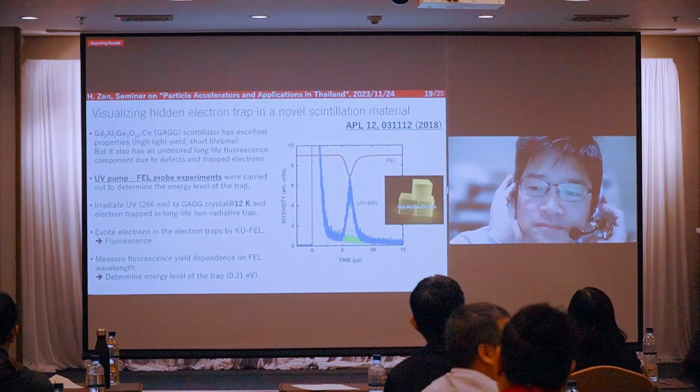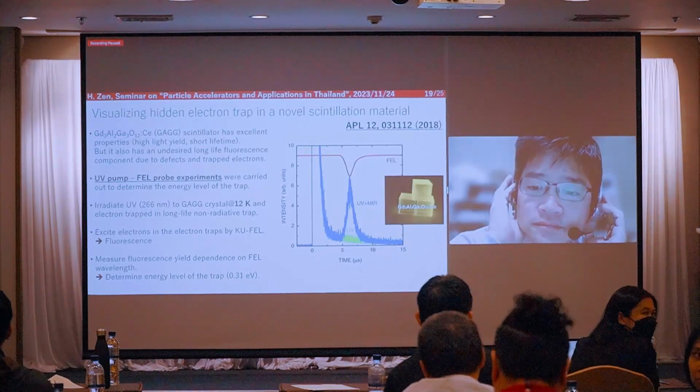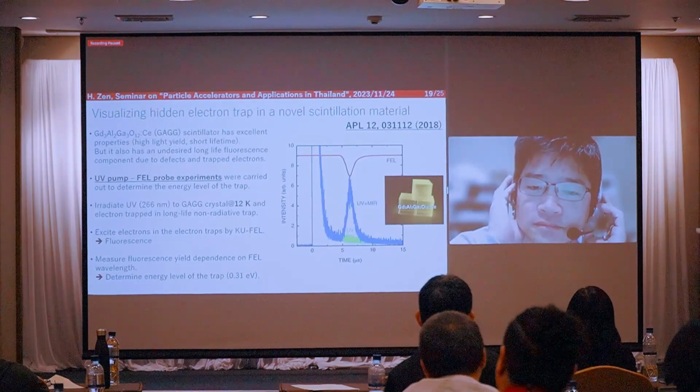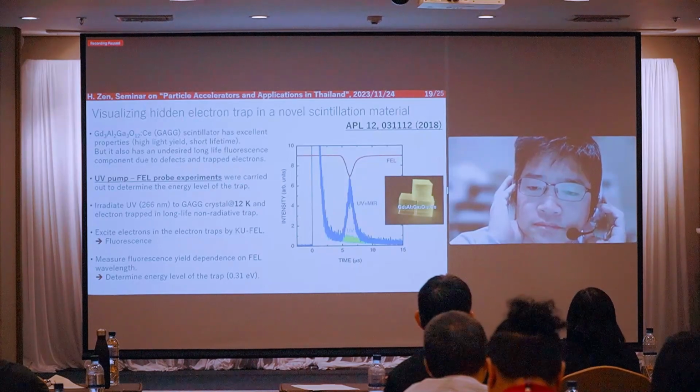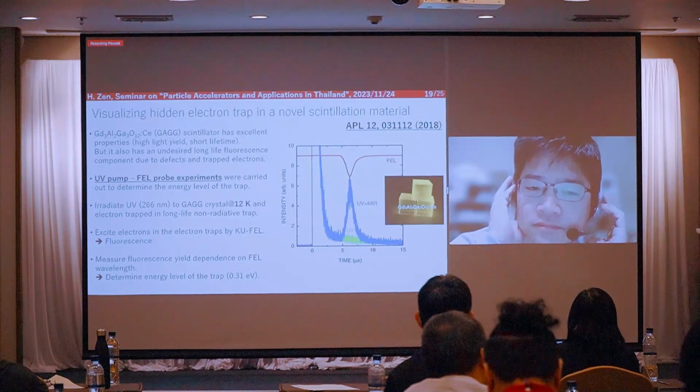The scintillator, according to your paper, was cooled down to 12 Kelvin, and I found it pretty amazing that you have a trap state that lasts really long, that the emission had a delay of a couple of microseconds, and the energy scale is only 0.31 eV. So I think the trap state has got to be pretty deep in the material. Could you comment on the time scale that you detected? Is it from the response time of your equipment, or is it a later fluorescence after the FEL was irradiated?